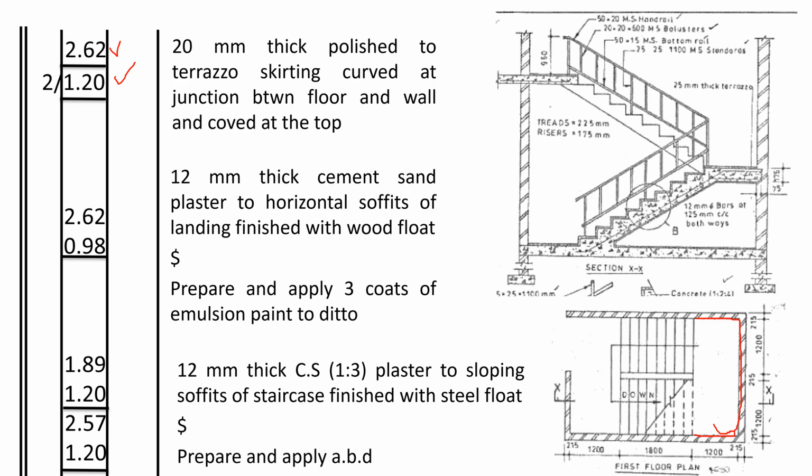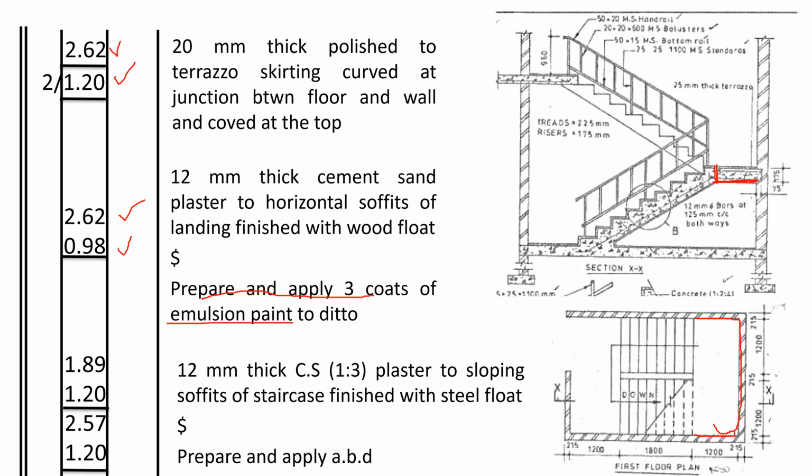Then we go to plaster for the soffits of the landing. So the plaster on the landing, it's here, only this one. So we shall take 1200, we deduct 225, we get 0.98. Then the length is 2.62. And also for the same area, you prepare and apply 3/4 emulsion paint.